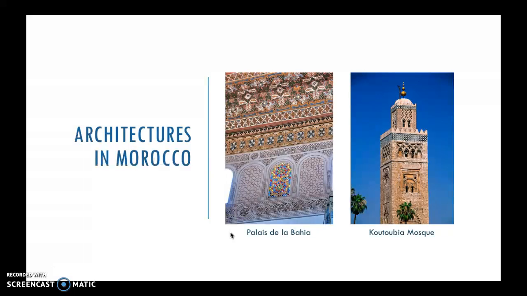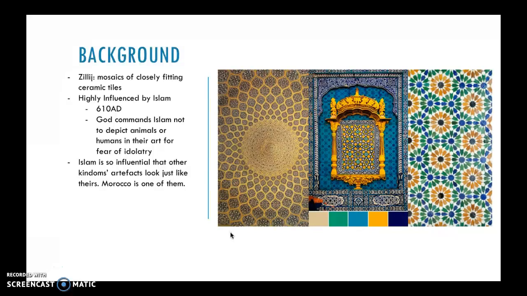You can see they use the pattern as decoration, and the patterns also have different meanings, and we're going to talk about it. As for the background to this kind of art, first off, they're called zilij, which is the name for mosaics of closely fitting tiles. It was really influenced by Islam as it came into Morocco.